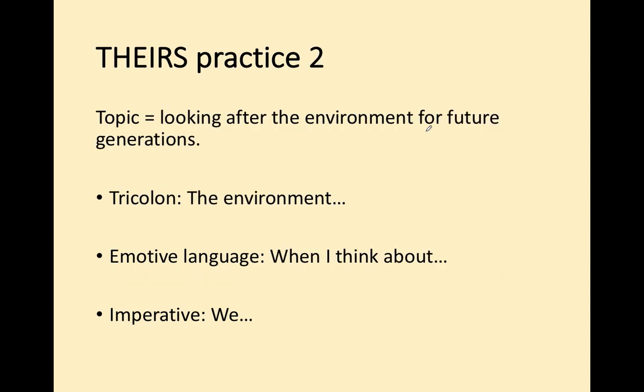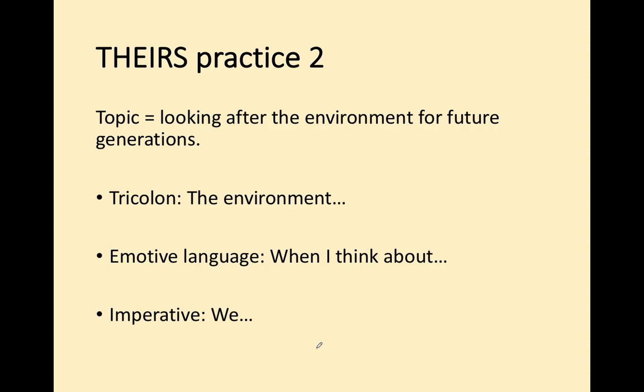Okay, so second practice. So the topic for the second load of techniques is going to be looking after the environment for future generations. I want you to start your tricolon with the environment. I'm taking a little bit away this time. I want you to start your emotive language with when I think about. So again, you've got slightly less of a sentence starter there. And then I want you to start your imperative with just we. So again, you've got a bit more freedom there for that one. So you're writing a tricolon, emotive language, and imperative about looking after the environment. Pause the video now to have a go at that, and then when you're ready, unpause and carry on.